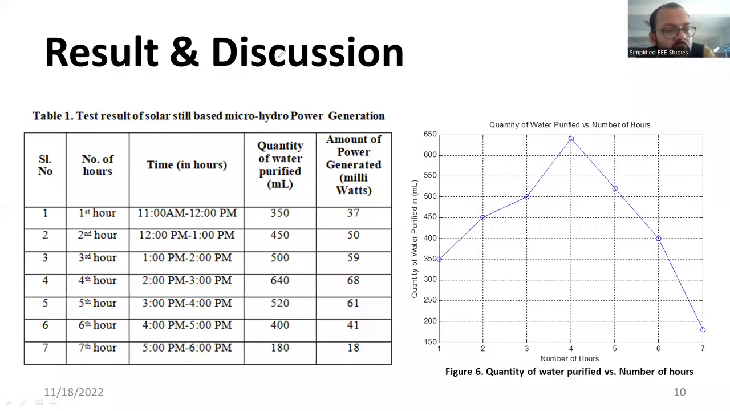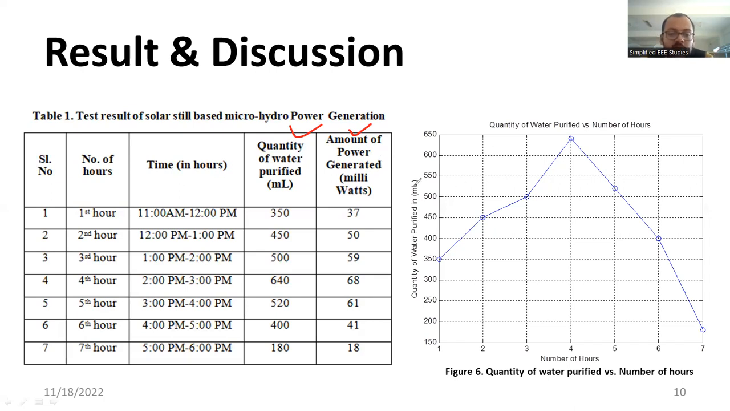Then we carried out the real-time testing. The table shows the test results of the solar still-based micro hydro power generation system. We started the testing at 11 a.m. and conducted it up to 6 p.m. The parameters, or variables, which we observed are: number one, the quantity of water purified, because water purification matters a lot. That is also one part of the project. Then the amount of power generated in terms of milliwatts.